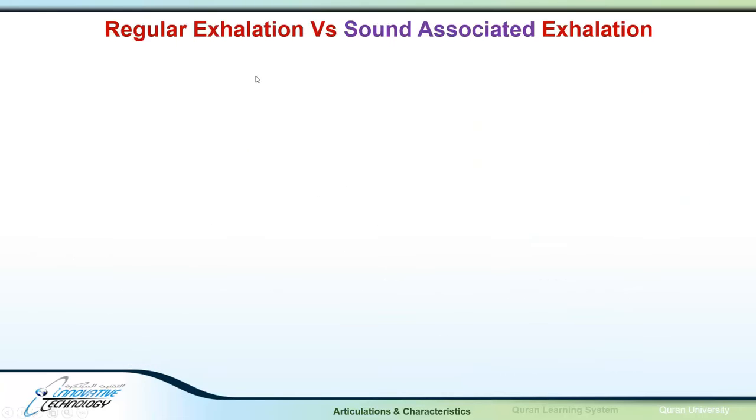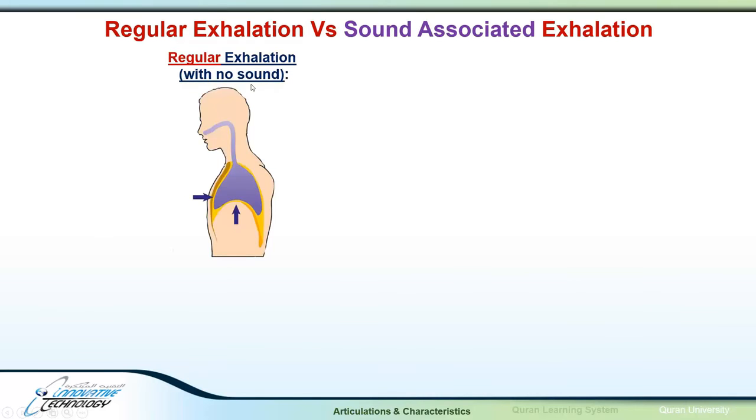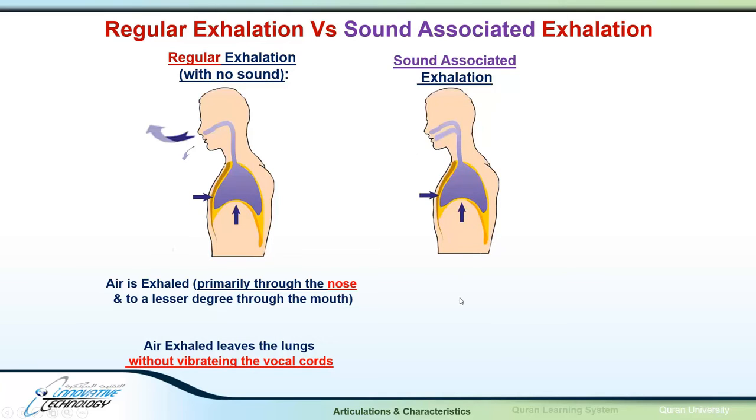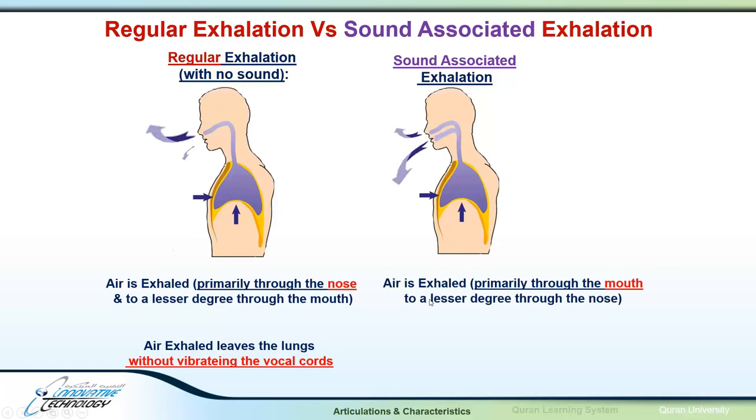So let's compare regular exhalation versus sound-associated exhalation. In regular exhalation with no sound, air is exhaled primarily through the nose and to a lesser degree through the mouth. Air leaves the lungs without vibrating the vocal cords, while in sound-associated exhalation, air is exhaled primarily through the mouth, to a lesser degree through the nose, and the air exhaled while speaking vibrates the vocal cords while leaving the lungs.